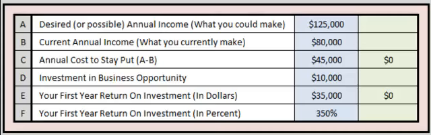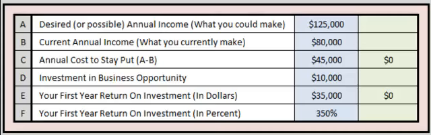So what we do then is subtract row D, which is the investment in the opportunity, or $10,000, from the cost to stay put, or the increase that we could have if we did move forward, of $45,000. And that gives us on row E $35,000. That's our first year. Now remember, we're going to make $45,000 in addition to what we were earning before, or $80,000. So we invest $10,000, so we have to subtract the $10,000 from the $45,000. That gives us $35,000 that we'll gain the first year.